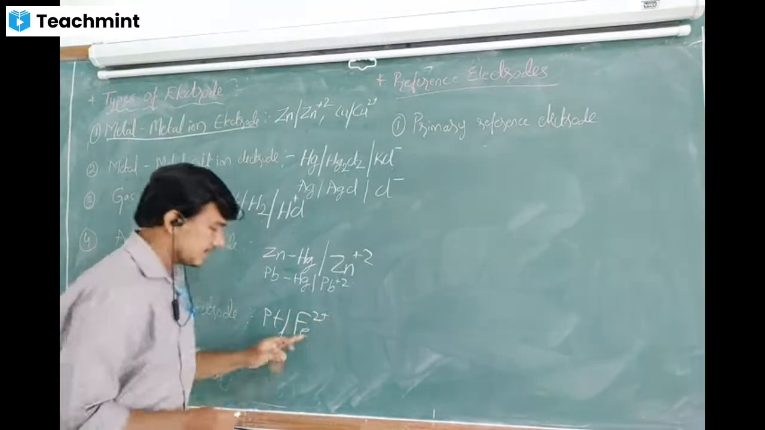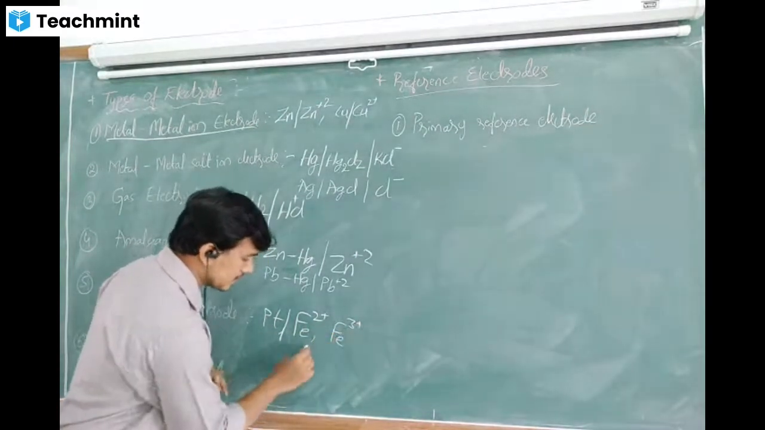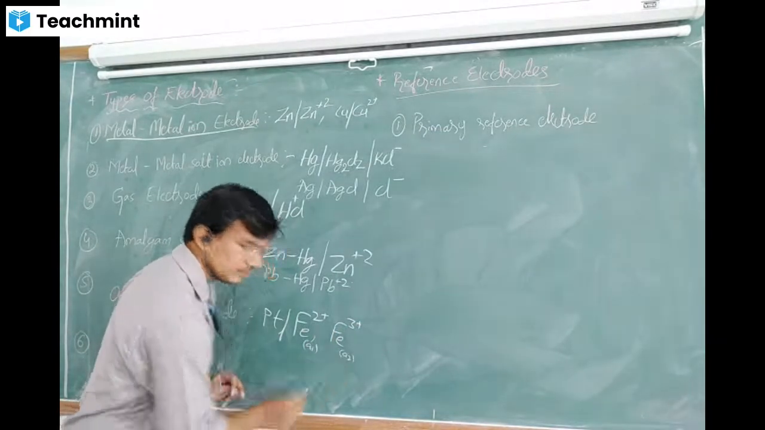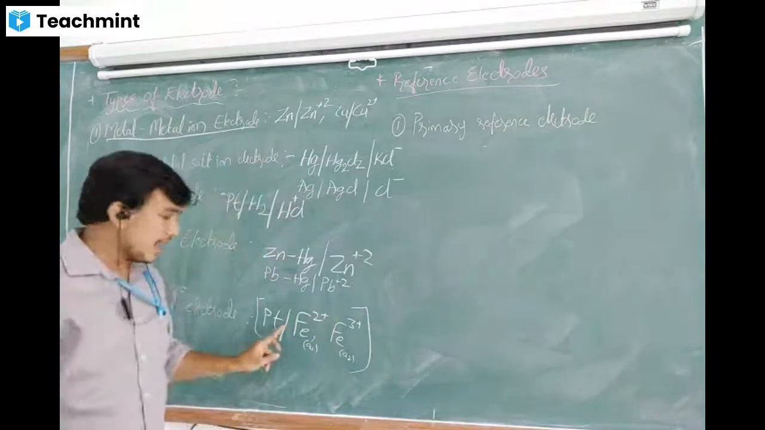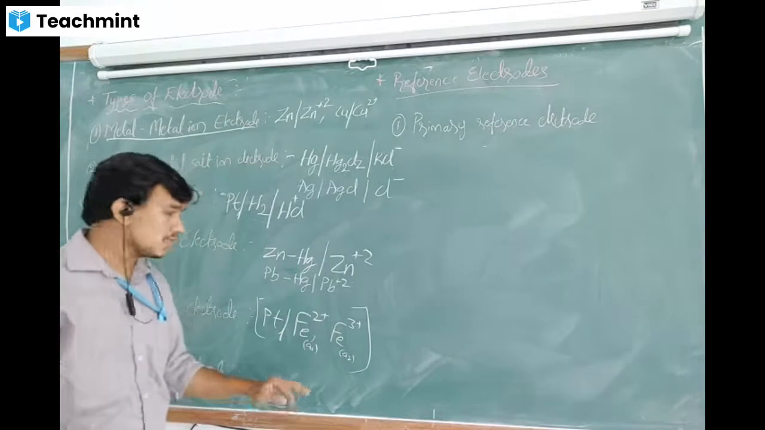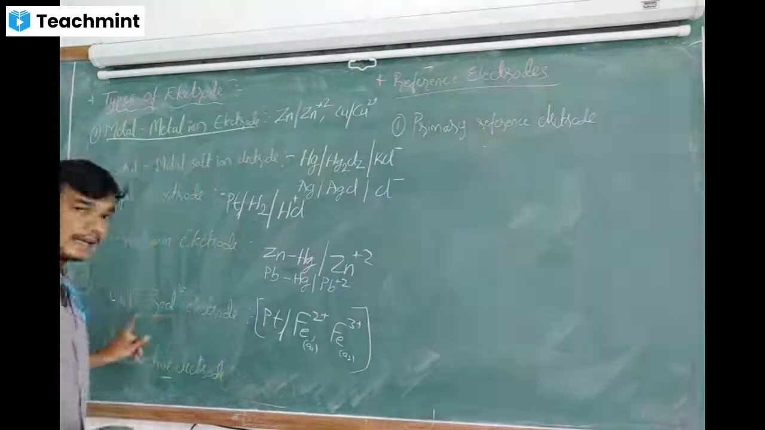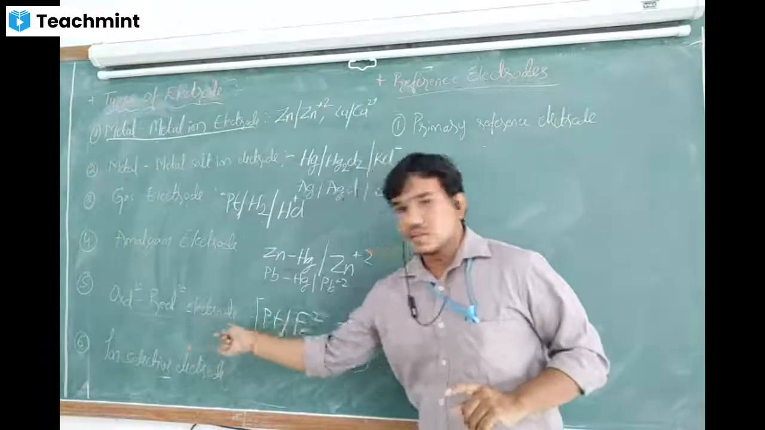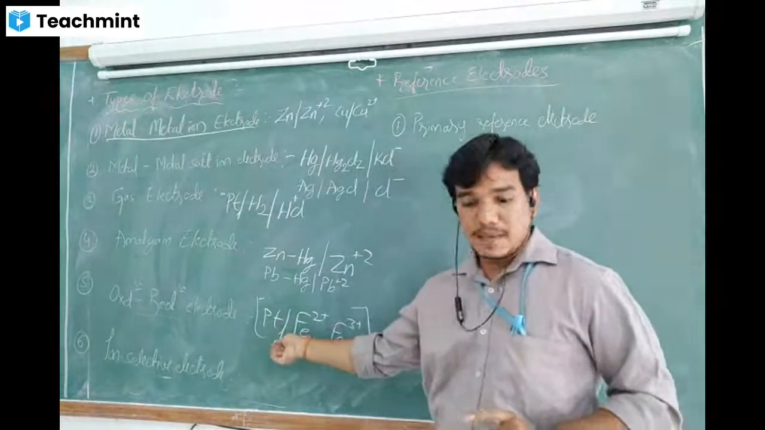Different oxidation states, say for example, Fe2+ and Fe3+, with concentrations A1 and A2. An inert metal is in contact with its different oxidation states. One will be the oxidation species, one will be the reduction species. That type of electrode is called a redox electrode, or oxidation-reduction electrode. An example is the platinum electrode.